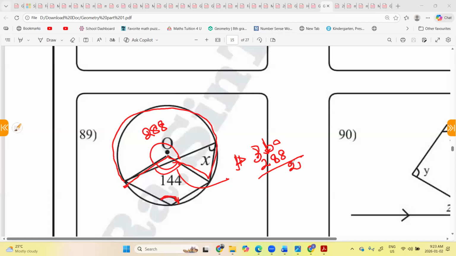This is 2. This is 15 minus 8, 7. We took 1, so 72. If this is 70, this one is 72. If this is 72, students, how much is this one? 36 degrees. Right? 36 degrees.